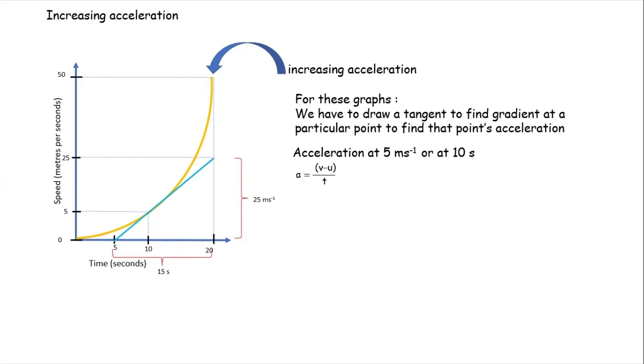So a = (v − u) / t. Here v is 25 meters per second, u is 0, divided by 15 seconds. 25 meters per second divided by 15 seconds gives a = 1.66 meters per second squared. That is the acceleration at time 10 seconds.